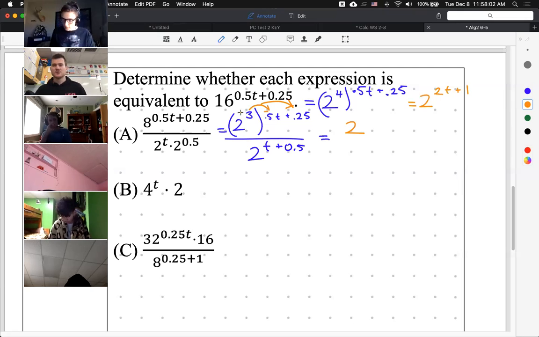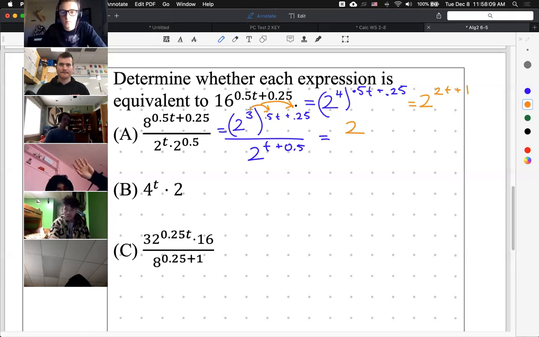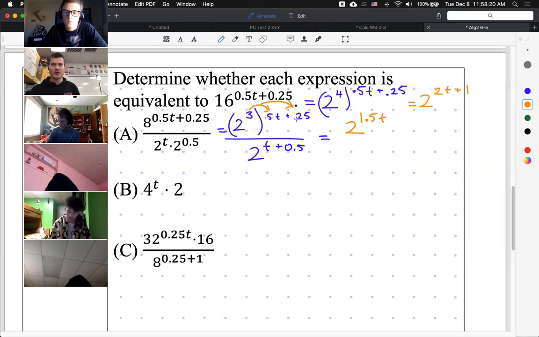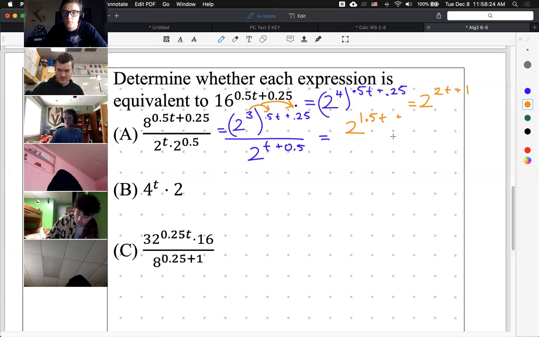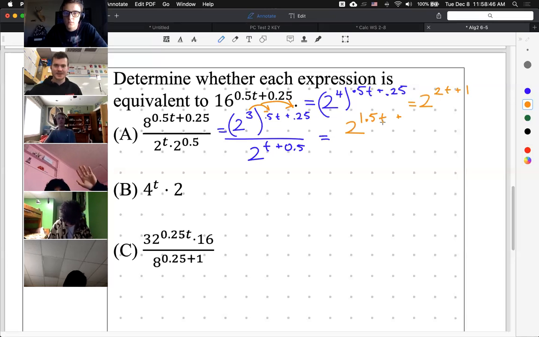What is 3 times 0.5? Josie, can you do that for us? What is 1/2 times 3? There it is, 1.5, and there's a t slapped on there as well. And then what about 3 times 0.25? It's going to be half of that because 0.25 is half of 0.5.